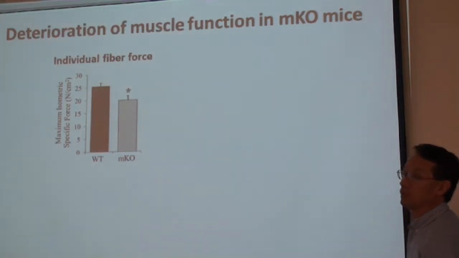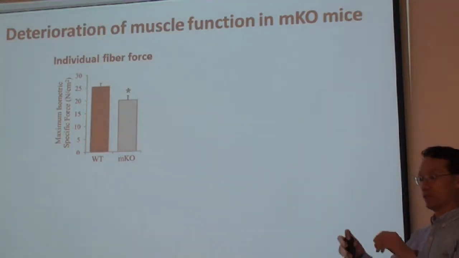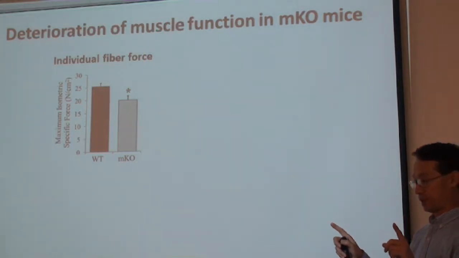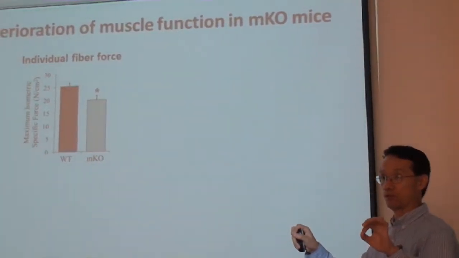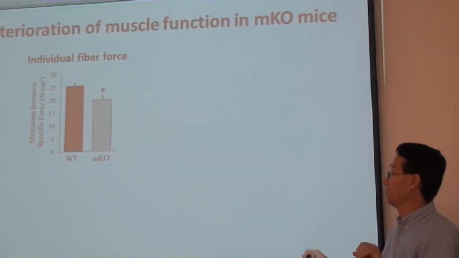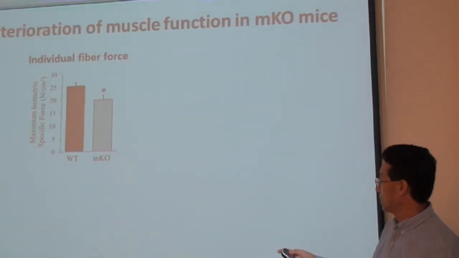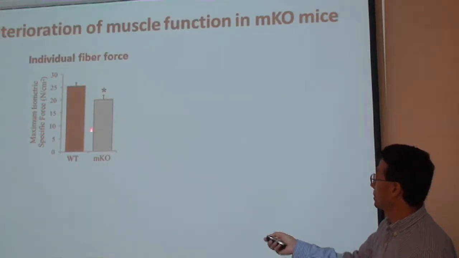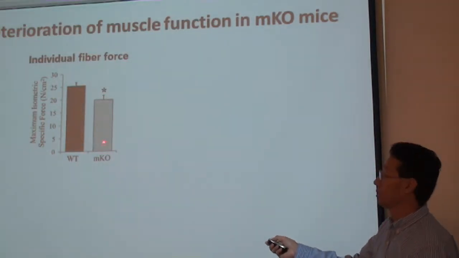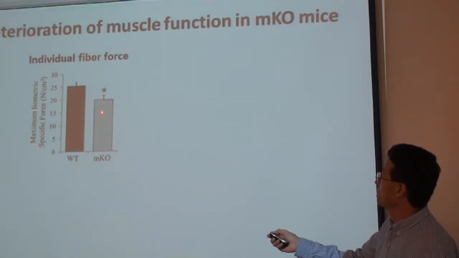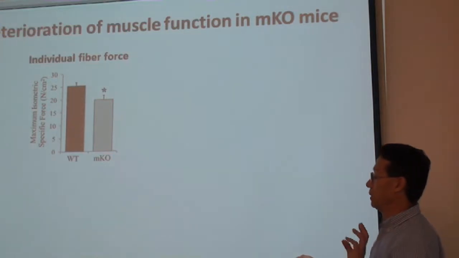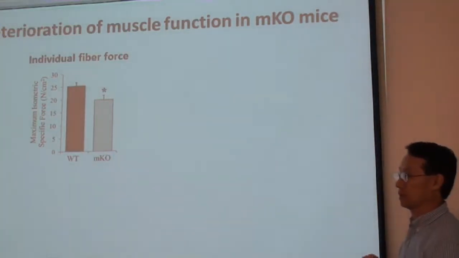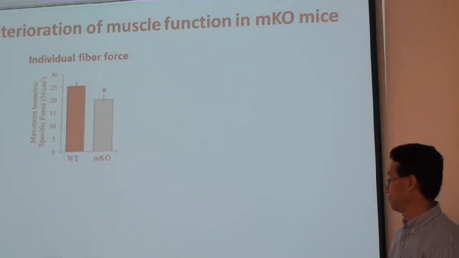So first we look at the individual fiber force. We isolate the individual fiber and put it on the machine, which you attach to it. You test the maximum isometric force for each individual fiber. And here you see a dramatic decrease of the isometric max force compared to the wild type in the knockout mouse. That means although the muscle mass does not loss, their force decreased.